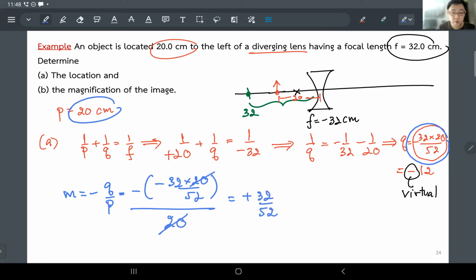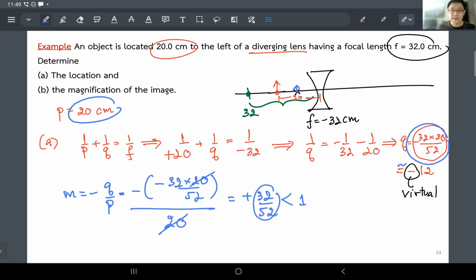So what I'm saying over here is that your final image will be upright because M is positive. Plus, because this is less than 1, you're going to have some reduction in size. That's what you get right here. Are you with me, guys? So it's going to show up around 12, approximately 12, in front of the lens, and it's going to be reduced in size. The ratio of the size is going to be 32 over 52. And it's still upright. And you are done.